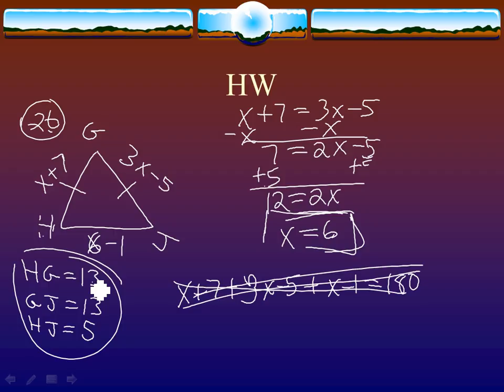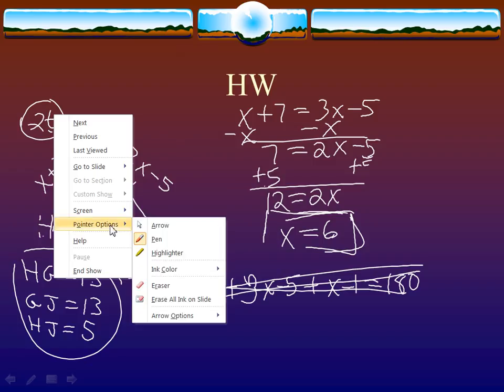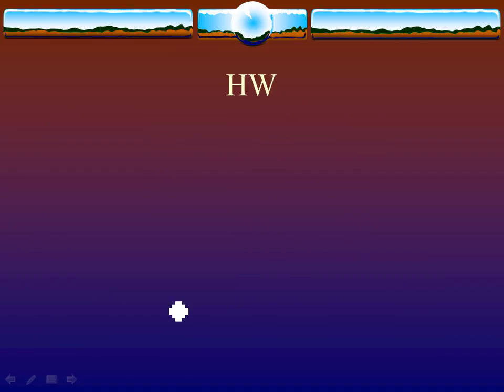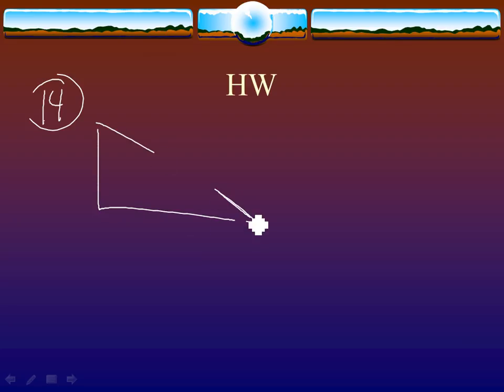Next question. Page 189, number 14. All right, I'm not drawing that whole picture. It looks something like this.